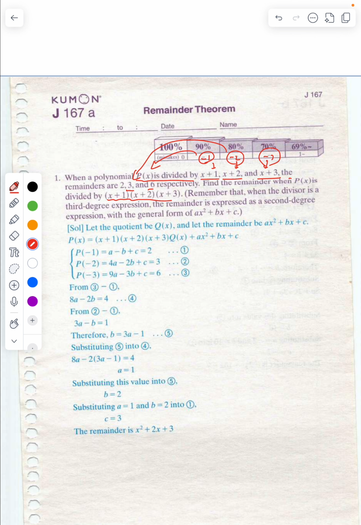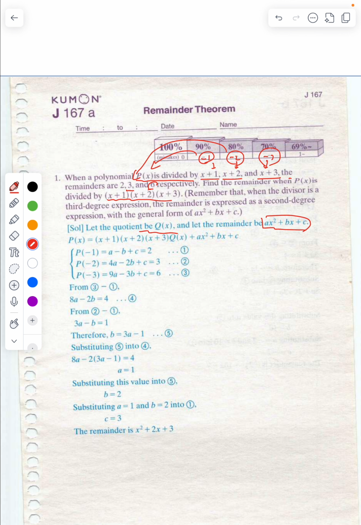So I substitute -3 into the p of x, I will get 6 as my remainder. So now, with that knowledge, I'm now able to construct this whole equation. So my equation, right, if my quotient is q of x, then I will let my remainder be ax squared plus bx plus c.